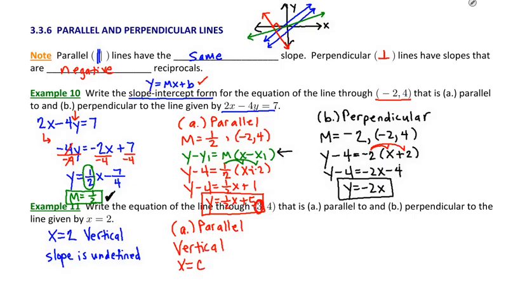Notice the x coordinate of that given ordered pair is 3. So the equation of our line is x equals 3. So x equals 2 is vertical, x equals 3 is vertical, therefore they are parallel. Let's see if we can write the equation of the line that is perpendicular to x equals 2.